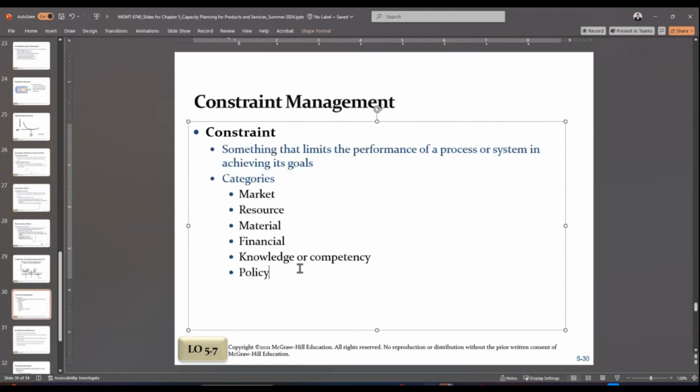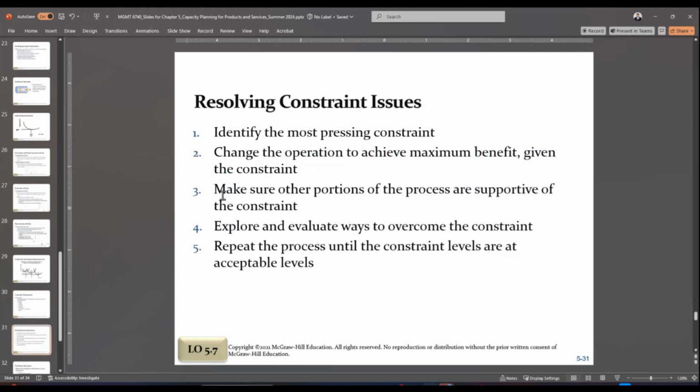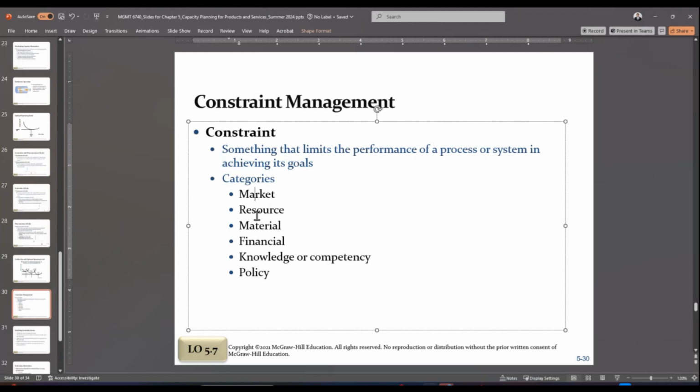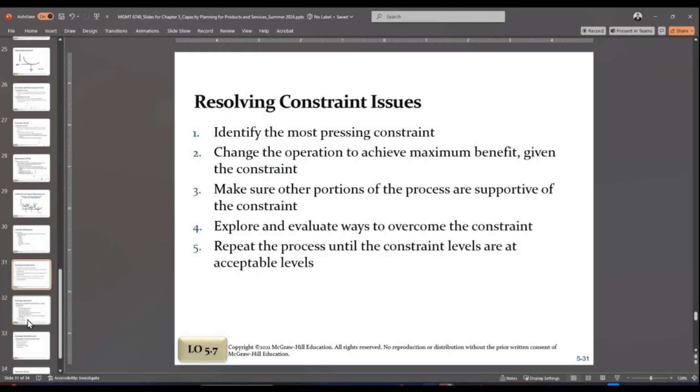For example, in manufacturing a catheter, maybe there's some component that I'm using and the FDA says you can't use it. Find an alternative, make it, show it to the FDA. So you change the operation and try to get approval again. Make sure the other portions of the process are supportive of the constraint, then explore and evaluate ways to overcome that constraint, and repeat the process until the constraint levels are acceptable. So get the approval from the FDA. Once you have the approval, that constraint is zero. Then move to the next one, and the next, and so on. So it's an iterative thing.